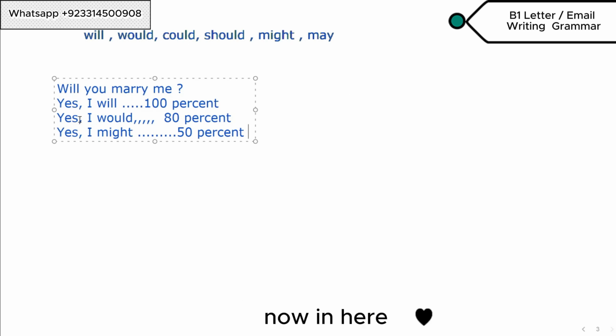Now, in here, would is not used for past, but would is being used for the possibility of something happening in future. You understand? Future, right? Yeah, of course. Yes, okay.